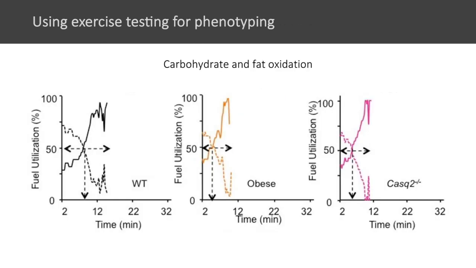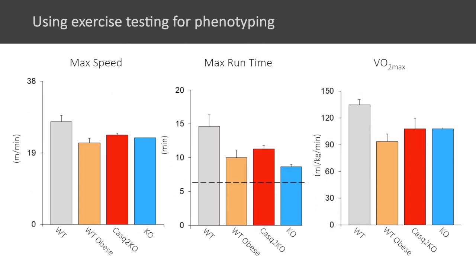And so also we had talked about using respiratory exchange ratio to calculate fuel utilization. You can see that when we plot out the fuel utilization, where the solid lines indicate glucose use and the dotted lines indicate fat utilization, we get this nice crossover point, but occurring at different time points in wild type versus obese versus a model of cardiac dysfunction mice, as would be expected with clinical parameters.